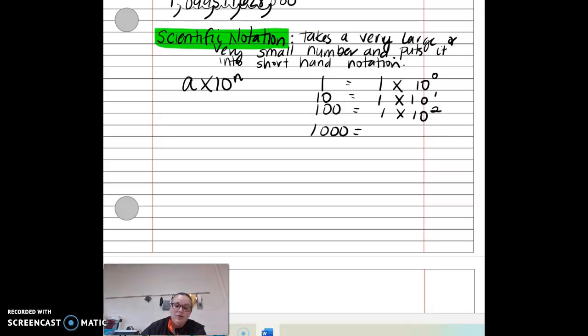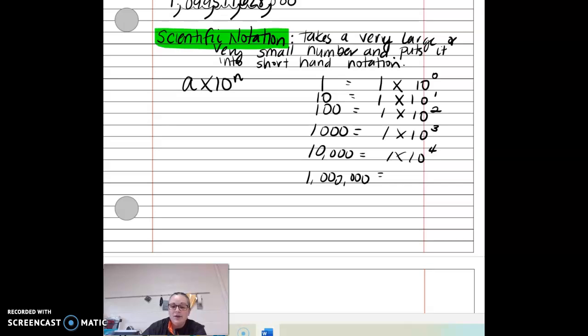1,000 could be written as 1 times 10 to the third power. 10 times 10 times 10 is 1,000. If I did 10,000, I get 1 times 10 to the fourth power. If I tried a million, 1, 2, 3, 4, 5, 6, we can see that there's a pattern here.